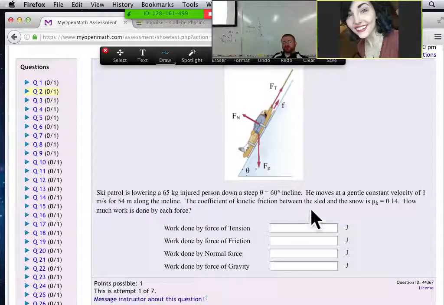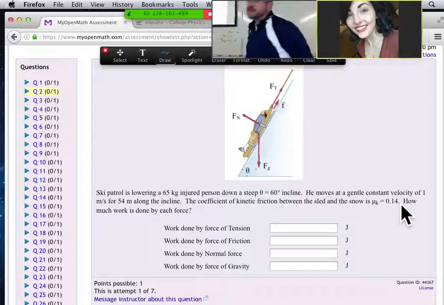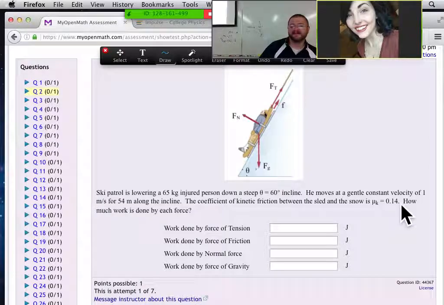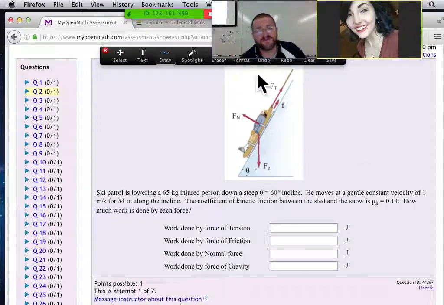Okay, so with this problem, it says they're moving at a constant velocity, which means if you're at a constant velocity, is there any acceleration? No. So if there's no acceleration, is there any force? No. So all the forces acting on this person are canceling each other out. And that's the key to this problem.